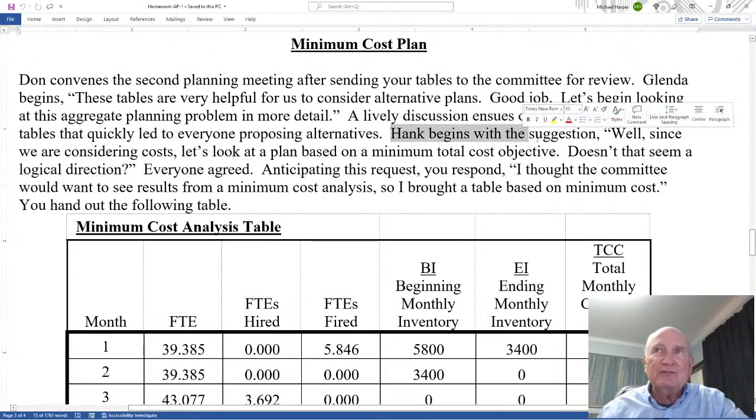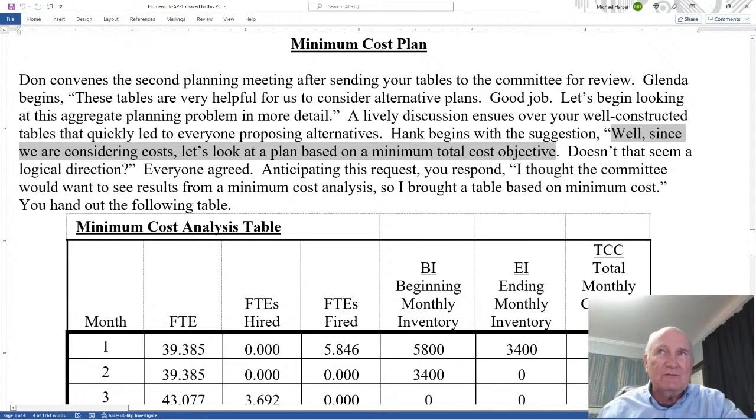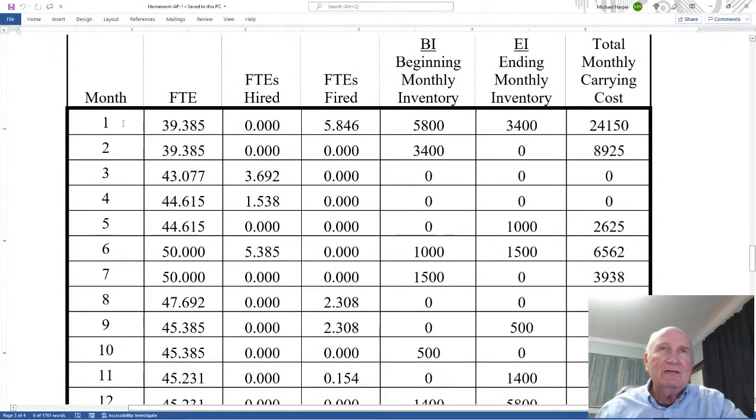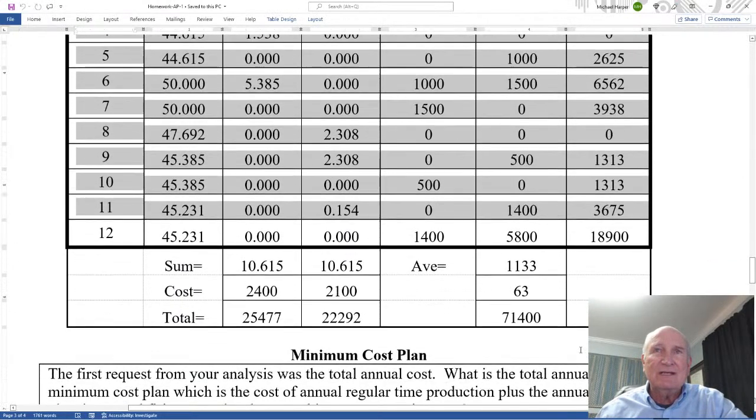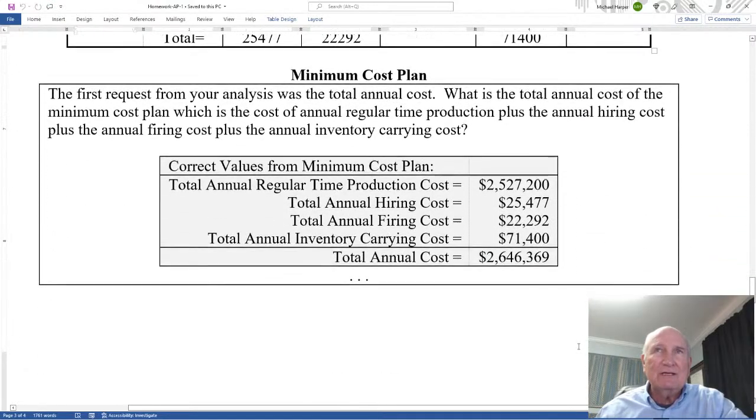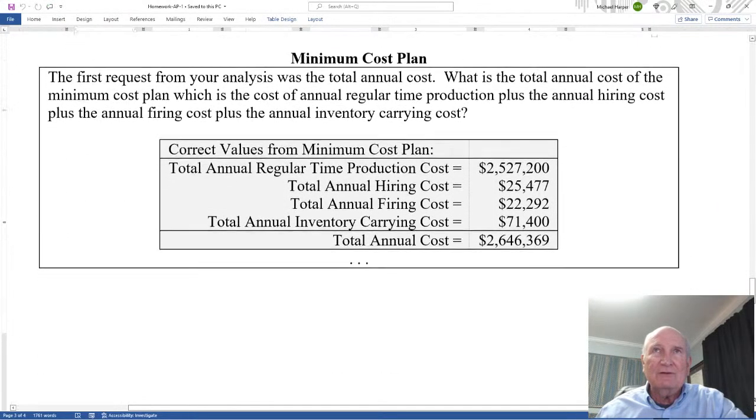Hank begins with a suggestion. "Well, since we are considering costs, let's look at a plan based on a minimum total cost objective. Doesn't that seem a logical direction?" Everyone agreed. Anticipating this request, you respond, "I thought the committee would want to see results from a minimum cost analysis, so I brought a table based on the minimum cost." And you hand out the following table. Now what I have here is just a summary of the values in the table, but let's actually solve it and get all the values.